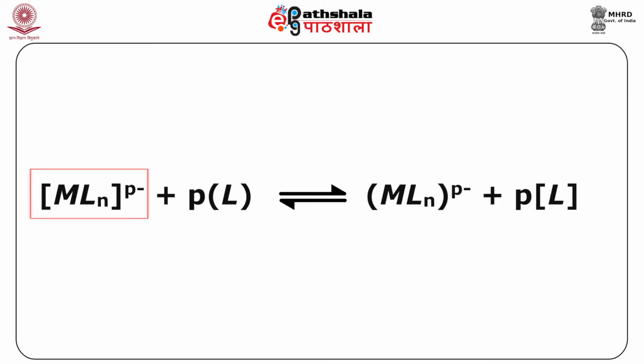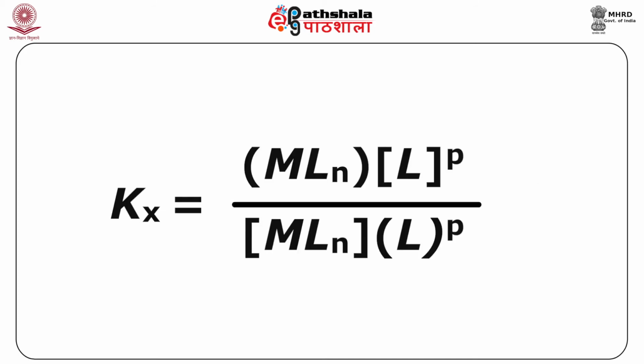Here P is the negative charge on the complex and is given by N minus Z, where N is the number of ligands bound to the metal ion and Z is the charge of the metal ion. The equilibrium constant for this reaction is then given by Kx as depicted in this equation.